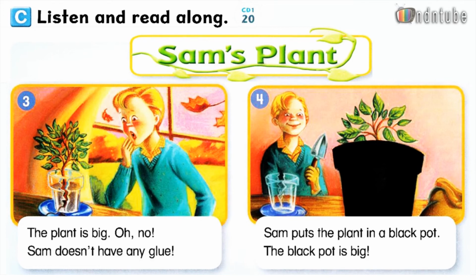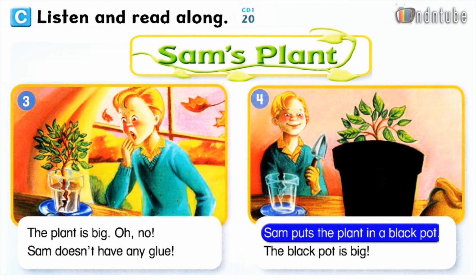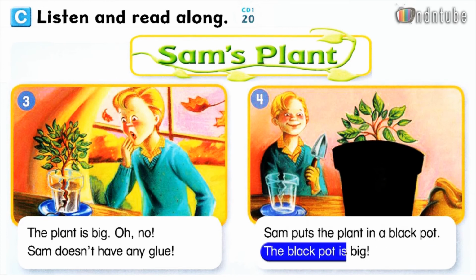4. Sam puts the plant in a black pot. The black pot is big.